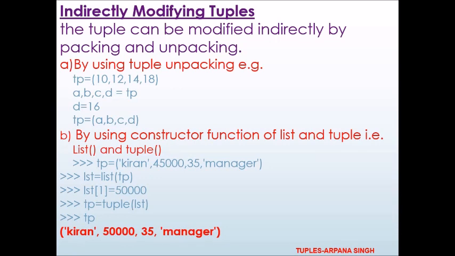Since you cannot modify tuples directly, indirectly you can modify them with the help of packing and unpacking. So by using a tuple you can unpack like this. If you write tuple tp is equal to, then 4 variables is equal to tp, and then you can write another fifth variable, or you can change a variable. If you write d is equal to 16, again you pack them, so now d has been changed, the last element will be changed. If you print, you will get 10, 12, 14 and 16. So through packing and unpacking, first you unpack and then you change and then again you pack. This is how you can modify the tuple.